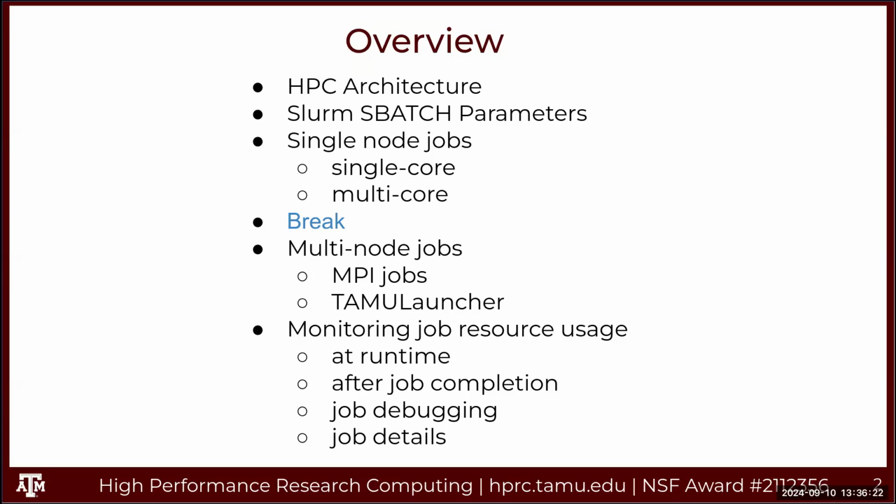Also, depending on the software that you have, it may only support running on a single node, and it may only support running a single core, but it may also support running multi-cores. So we'll go over those too. For multi-node jobs, we'll look at how to configure your Slurm parameters for an MPI job. And we'll go over the tamulauncher, which is a way to launch multiple single core jobs across multiple nodes.